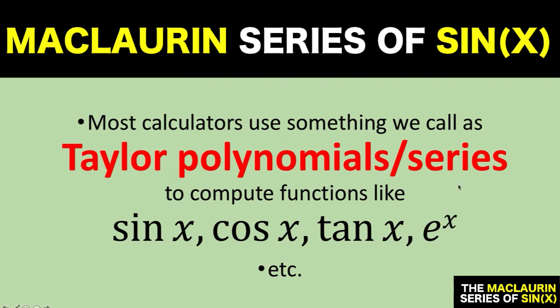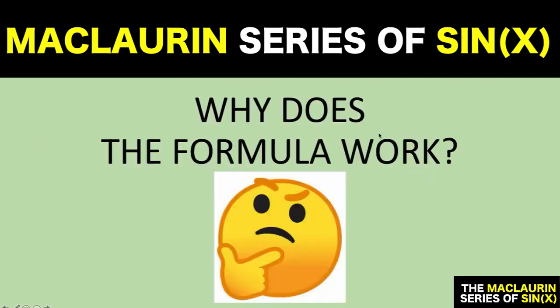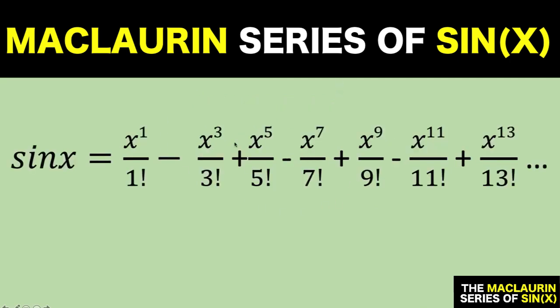A special case of the Taylor polynomial is what we call the Maclaurin series. On your screen, you can see the Maclaurin series approximation of the sine function. In this lesson, there are two things we would like to accomplish. First, we would like to understand what this series of terms means. And number two, we would like to know how we arrive at the formula and why the formula works. So let's begin by visualizing this Maclaurin series of sine of x.